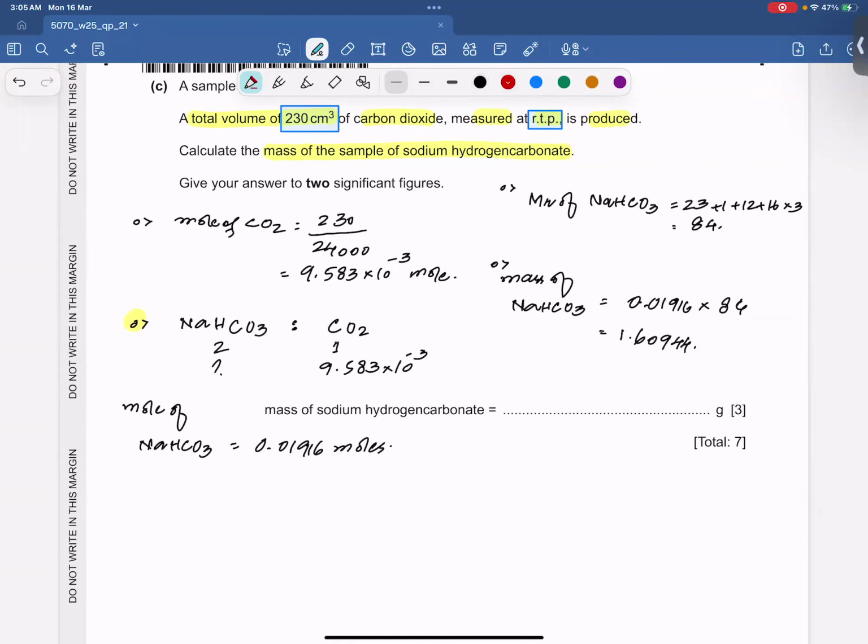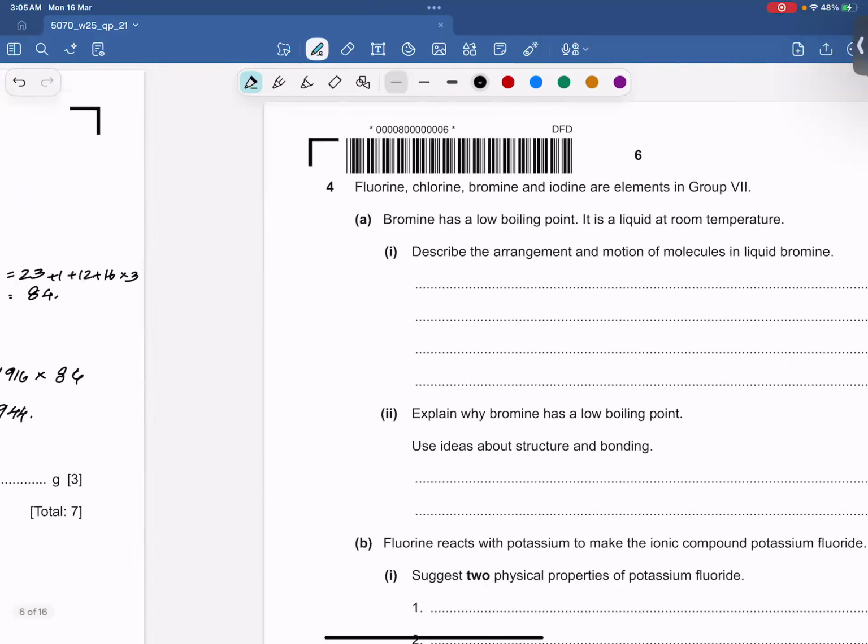So obviously the examiner is looking for two significant figures. So for two significant figures, I'm going to write 1.6. Okay, so that's the end of this question. That's again an easy question, guys. Let's move on to the next one.